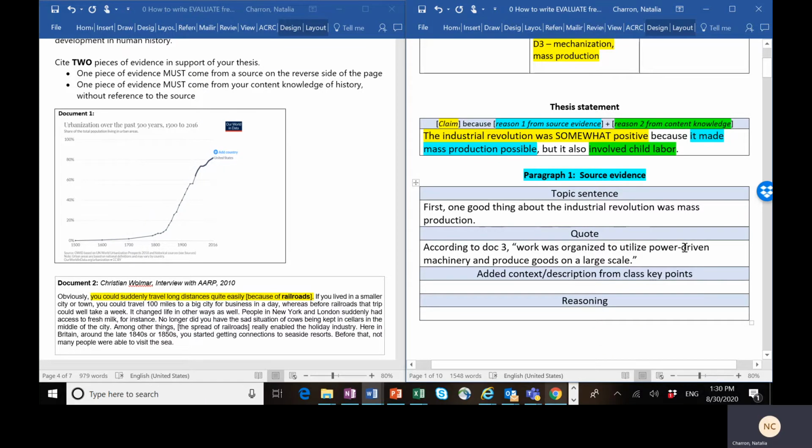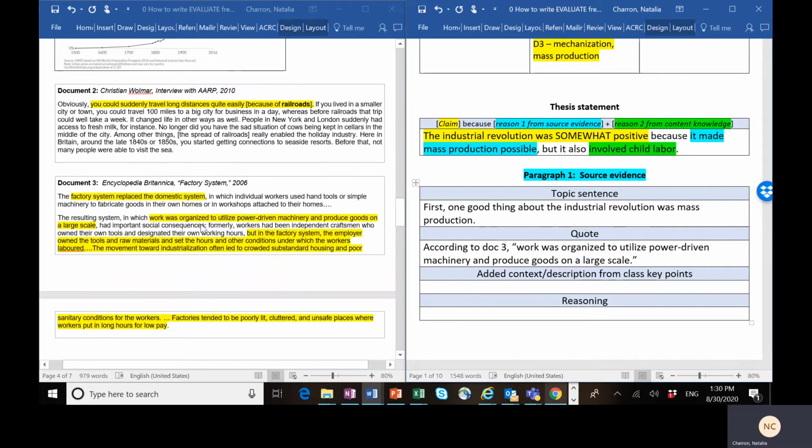That alone earns me a point. So if you looked at a quote and you know it supports your thesis, always write down the quote. It's an easy point. Next, we have to add context or descriptive detail from class key points in order to make that quote meaningful for a reader who has not necessarily taken this class.